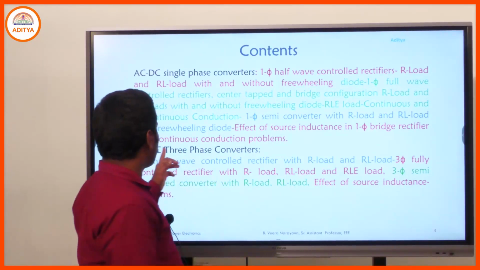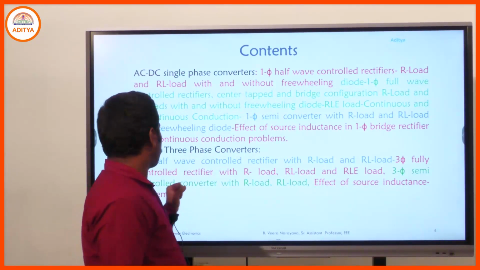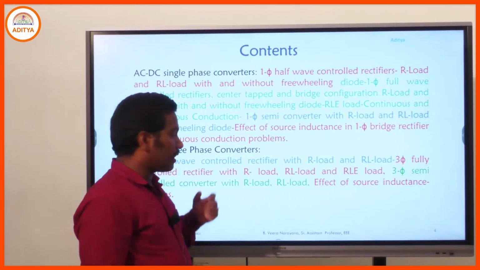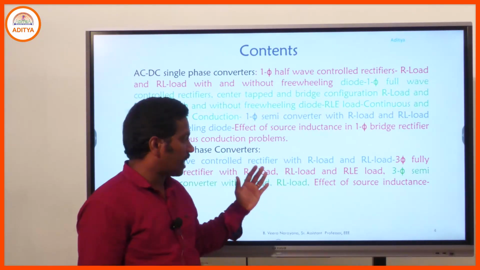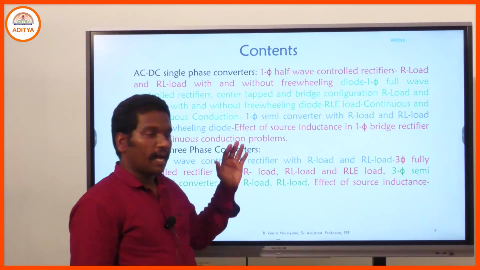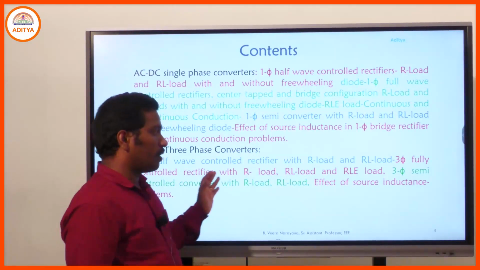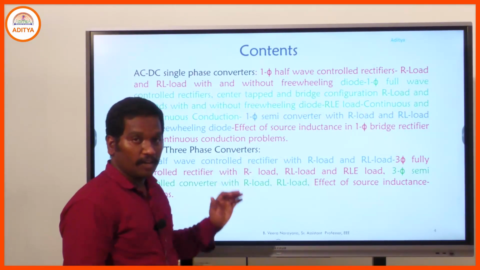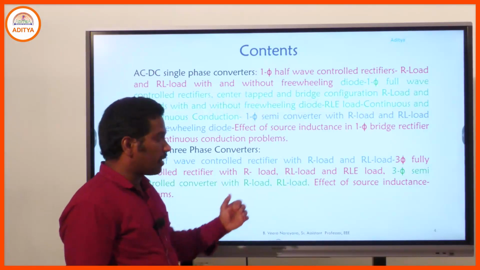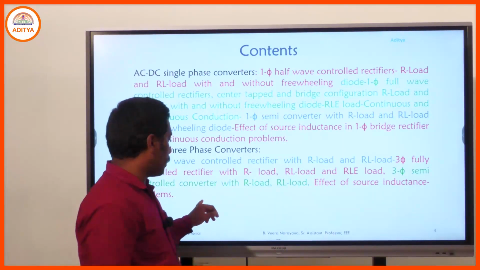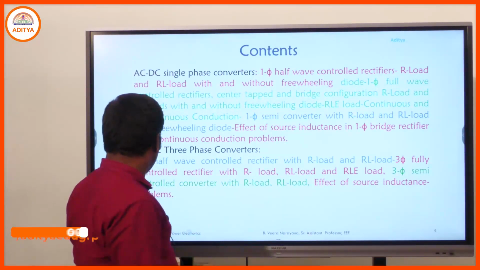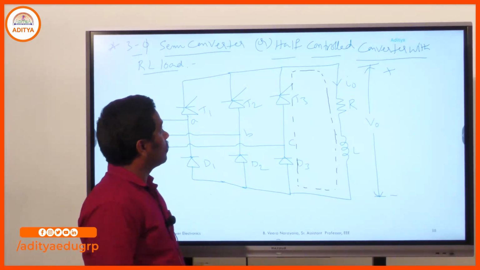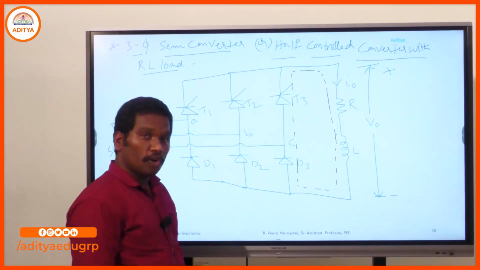And coming to the three phase AC to DC converters, here we have completed the three phase half wave controlled converter with R and RL loads, and the three phase fully controlled converter with R, RL and RLE load. And in the last class we completed the three phase semi converter with R load. Now we are in three phase semi converter or half control converter.